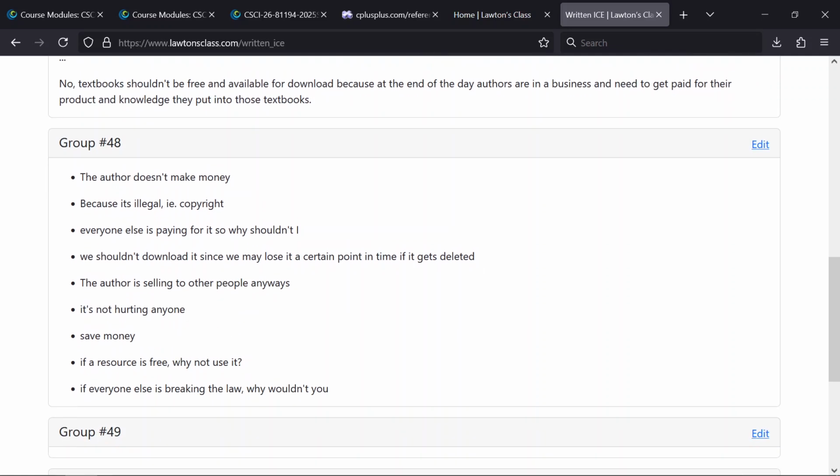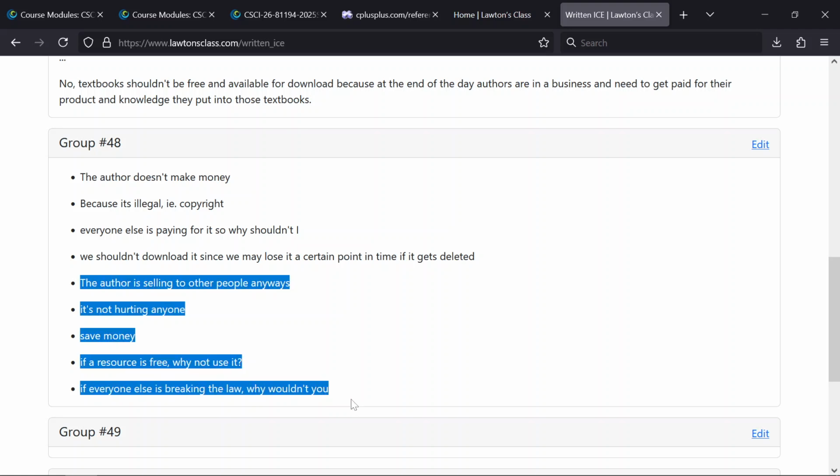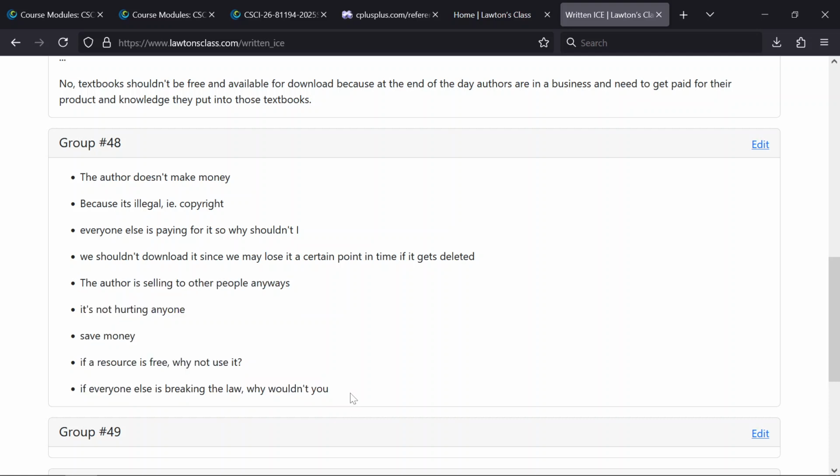And then let's see. Is this where it starts with the arguments for? Group 48, is this where it starts for arguments for stuff? I think so. Because now, okay, why? It's not worth it because now the author is selling to other people. They're going to make their money anyways. It's not really hurting anybody. Those people weren't maybe going to buy the textbook in the first place. Nice, and you're saving money.